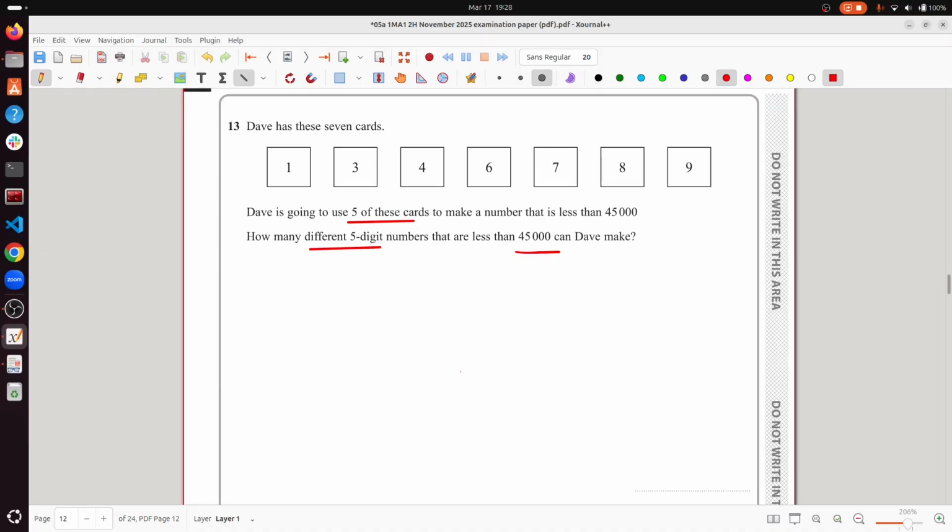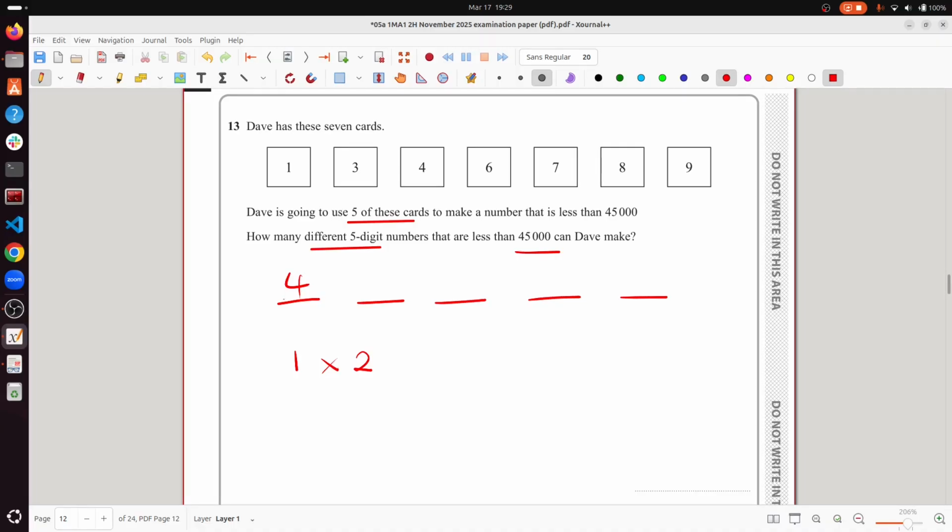So we have option A. He could start with 4. If he starts with 4, he has only one option. The next number, he can't choose 6, he can't choose 7, he can't choose 8 or 9. He has to choose 3 or 1. So that gives him 2 options. So either 1 or 3. Those are the 2 numbers.